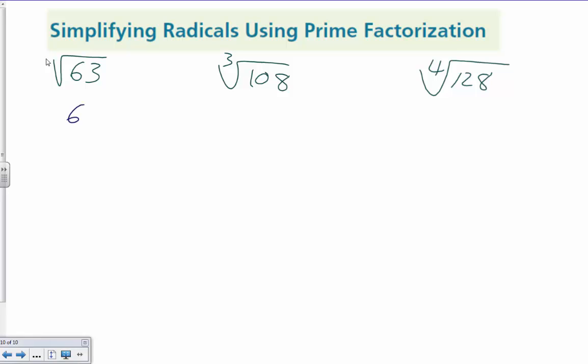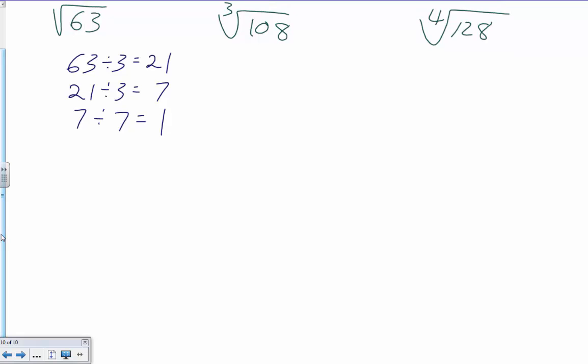We're going to take 63 and do all that prime factorization. We're going to divide it by 3, gives me 21. 21 divided by 3 equals 7. 7 divided by 7 equals 1. So what we do is we set up our two sets of brackets because we're dealing with the square root. We have a 3 that'll go in one set, and a 3 that'll go in the other, and we have a leftover 7.